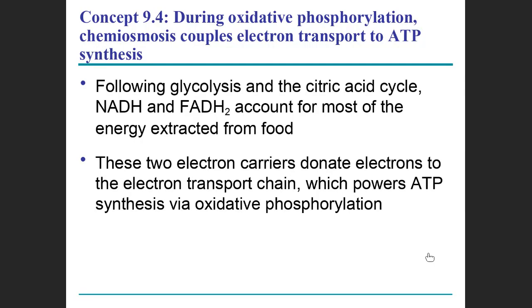So during glycolysis, does it make FADH2 too? No, the FADH2 is only made in the Krebs cycle. Okay, that's why I was confused. And it's just a little bit, just 2 molecules. Most of the electrons come from the NADH and are used to make ATP.